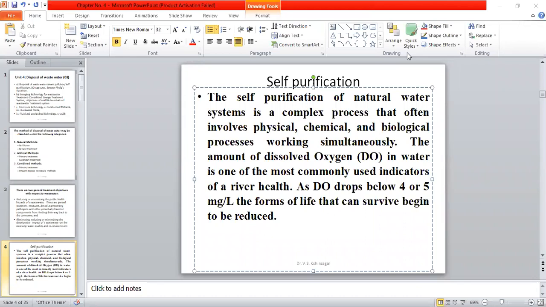The amount of dissolved oxygen in water is one of the most commonly used indicators of river health. Okay, can somebody answer me or clarify this sentence? The amount of dissolved oxygen in water is one of the most commonly used indicators of river health. If the dissolved oxygen level is high, is the river's health good or bad? And if the dissolved oxygen level is less, then what is the condition? Please.